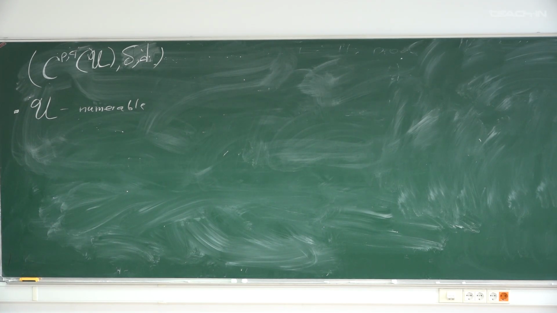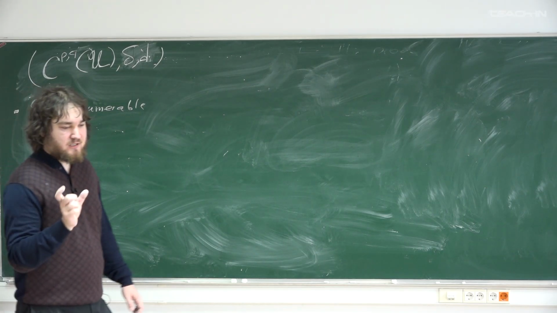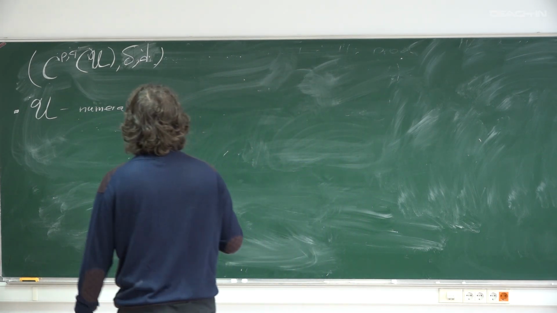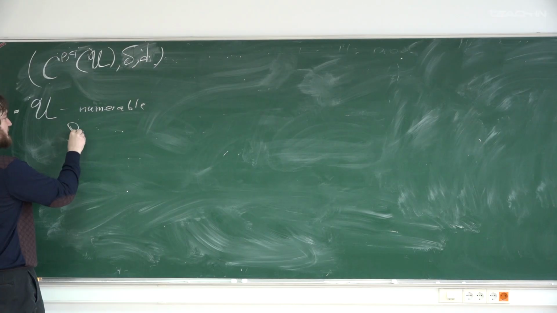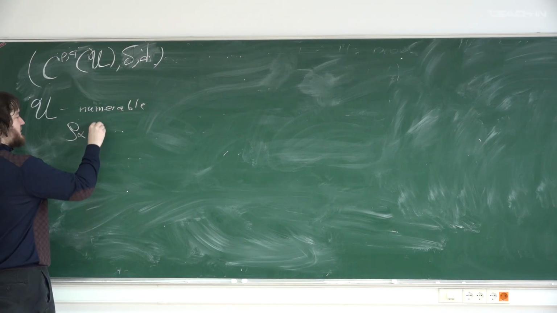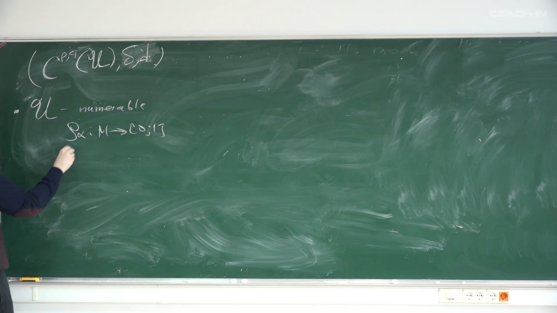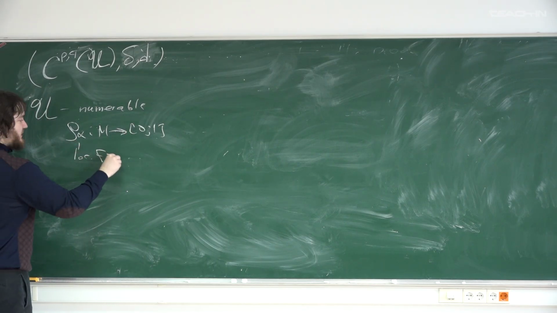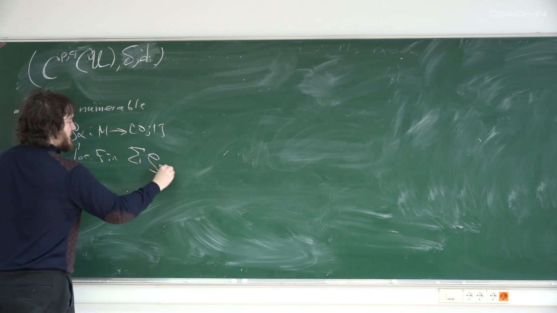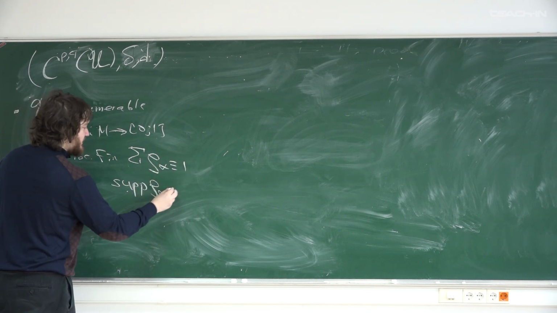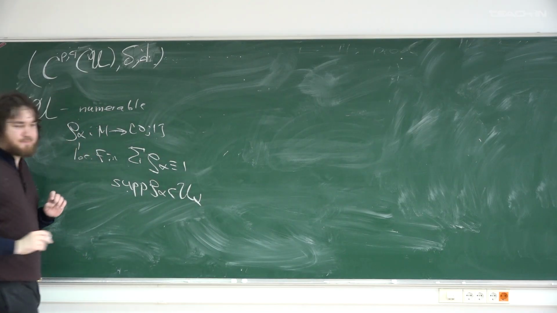No, it's numerable. It means that this cover has a partition of unity. There exists a number of smooth functions such that they are locally finite, and their sum is exactly unit, and the support of any rho alpha is in U alpha.